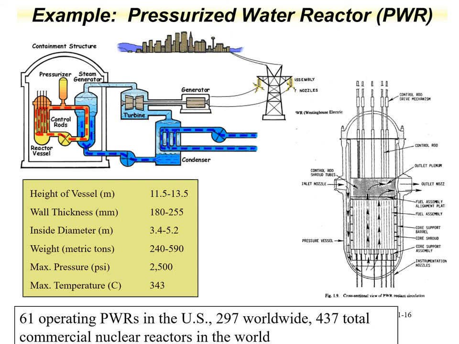The steam turns a turbine, and that generates electricity. There are 61 operating pressurized water reactors in the United States. There are almost 300 worldwide. Overall, there are around 437 total commercial nuclear reactors operating in the world. And again, pressurized water reactor is one of the more common ones.